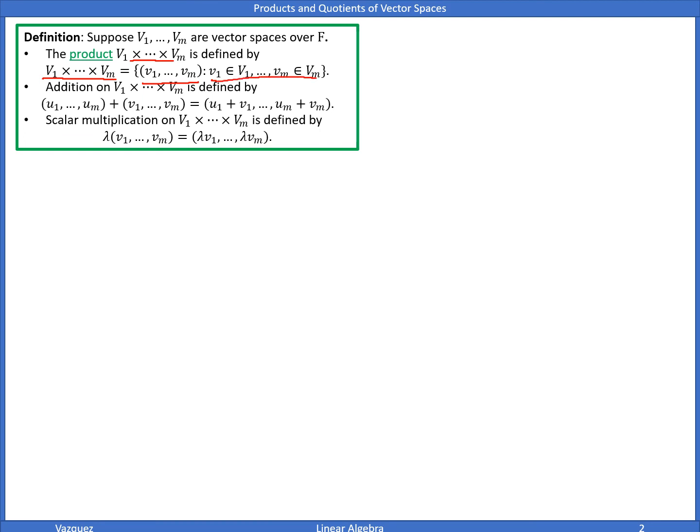And how do we define addition and scalar multiplication? Well, how you would think we do. This is a vector of the product space, and this is a vector. Then we just add the corresponding components. With the scalar multiplication, you just multiply lambda times every vector. And that's really just how it's defined.